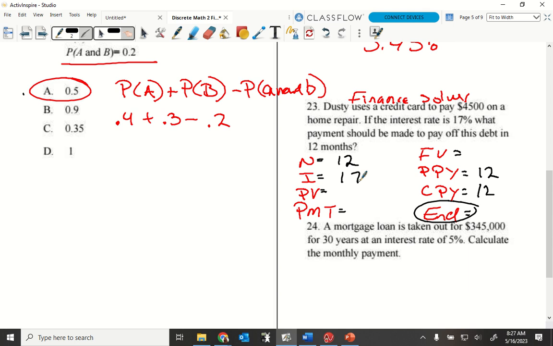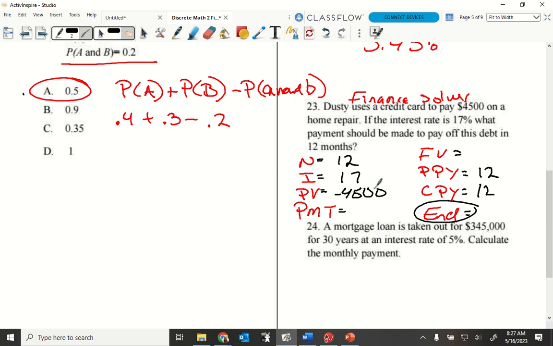What is PV going to be? This is going to be important for you plugging this in. Negative. Why has it got to be negative? Because it's not your money. You're borrowing it, and you got to pay it back. So there's a difference, because some things are investments, some things add money, and some things take away money. So right now you're starting with negative money. So that's a negative 4,500.